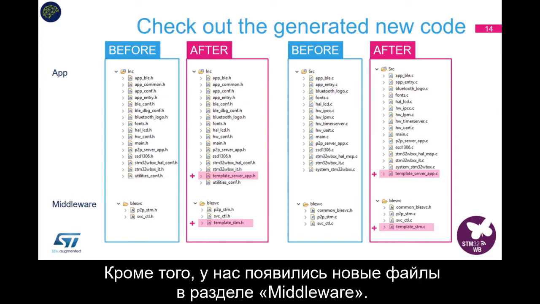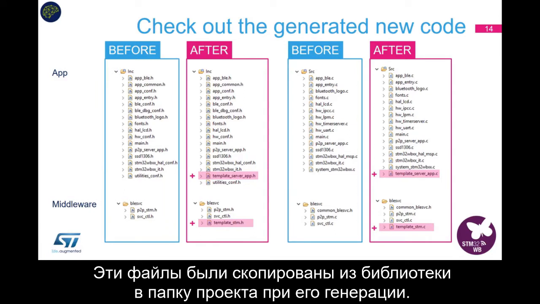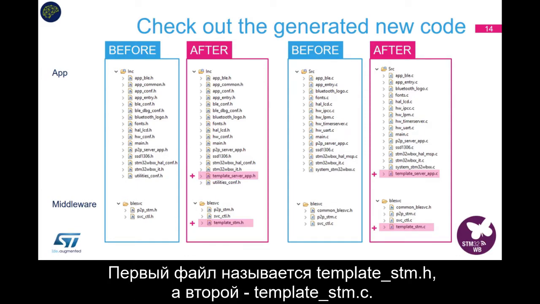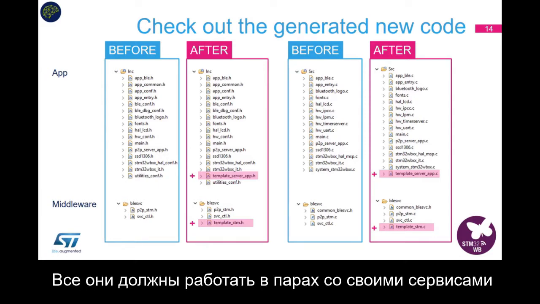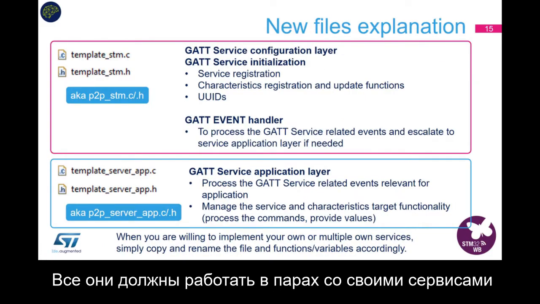We've also gained another file in our middlewares. So another file has been linked in or copied in from the middleware source files into our project source file for the middleware, and that is called template_stm. And again, there's a .c and .h for that one. And as before, it is also linking to the same ones we had earlier, which was p2p_stm.c and .h. So everything seems to work in matching pairs with these services.